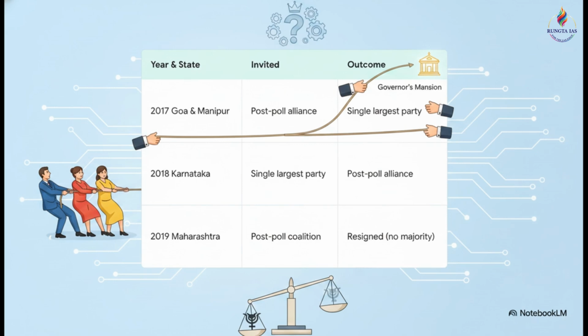Take Goa and Manipur in 2017, for instance. The governors there invited post-poll alliances, ignoring the Congress, which was actually the single largest party at the time. Contrast that with Karnataka a year later in 2018, where the single largest party was invited and a post-poll alliance claim was ignored. And who can forget Maharashtra in 2019? A coalition was sworn in, only for the CM to resign days later because they lacked the numbers. This inconsistency is why critics argue governors sometimes act more like Union agents than impartial constitutional heads. Just remember, keep a neutral tone when you evaluate this in your actual paper.